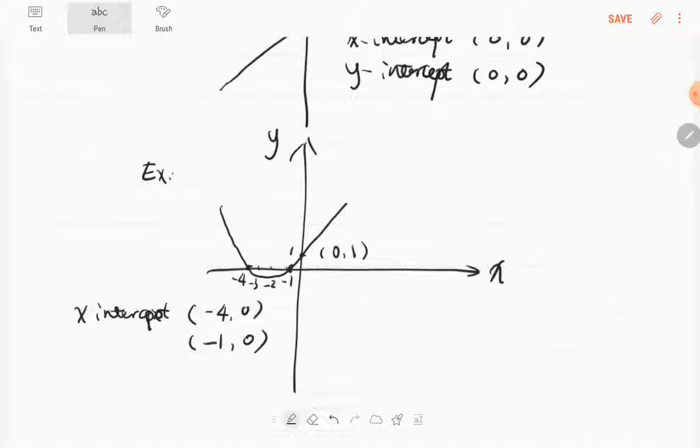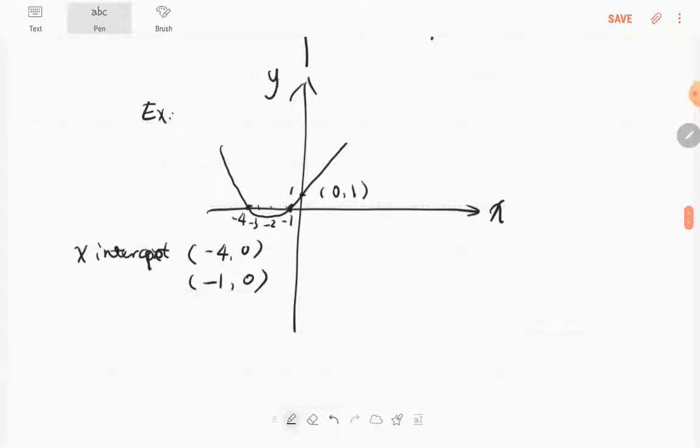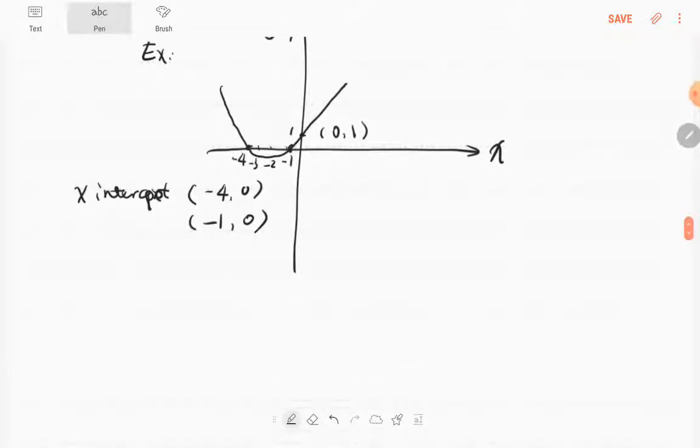So it's not necessary to be a straight line. We could find the x-intercept and y-intercept. For a curve, we still can find the intercepts because we only need to check the definition. Again, for any x-intercept, the y value is equal to 0, and for any y-intercept, the x value is equal to 0. So this is the first objective.